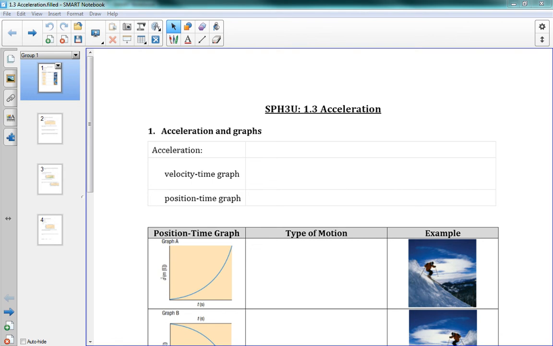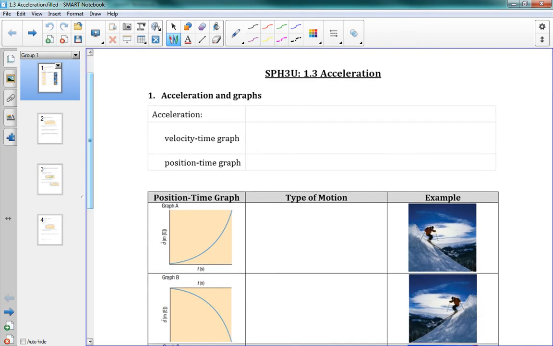Okay, welcome to 1.3 acceleration. So we've looked at position and displacement, we've looked at velocity. The last piece here is acceleration. Acceleration is the rate of change of velocity.